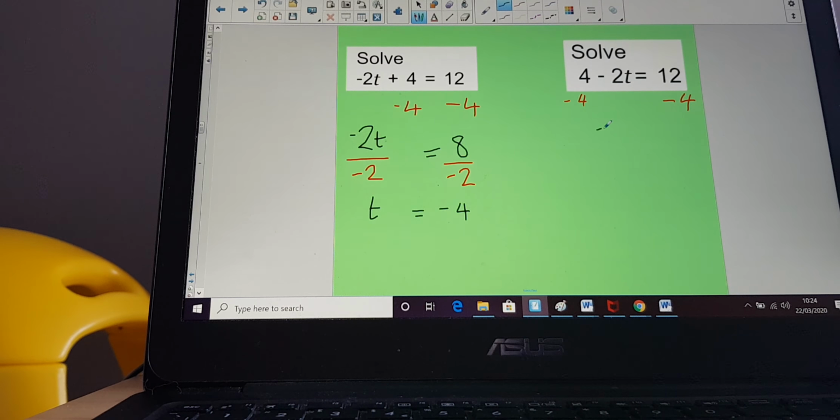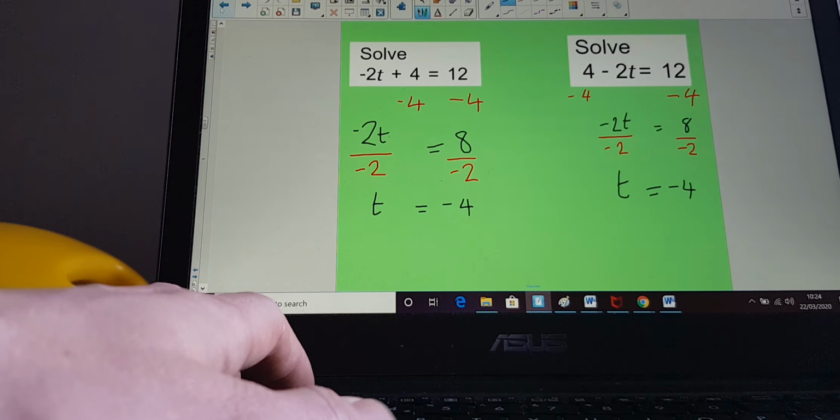That's going to leave me with minus 2t equals 8. And if I do this correctly, I know that should be my answer, so let's just double check that that is the case. Divide by minus 2. Whatever happens on one side happens to the other. Leaves me with t equals, these obviously cancel, 8 divided by negative 2 is negative 4.